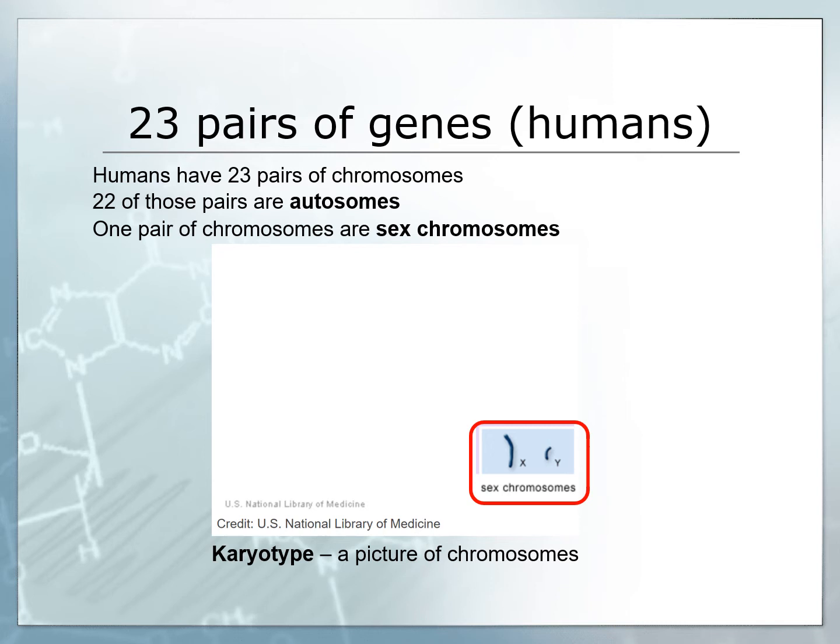We have discussed that organisms inherit two alleles for every trait. Well, not quite. Genes on the sex chromosomes only need one allele in order to function correctly. The typical male genotype has one X chromosome and one Y chromosome, as this karyotype depicts. A typical female genotype has two X chromosomes.